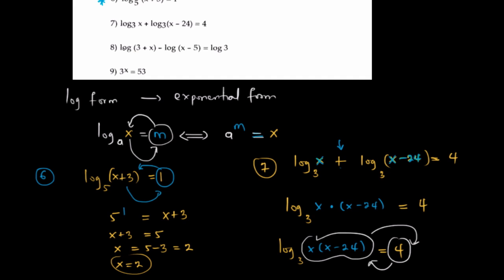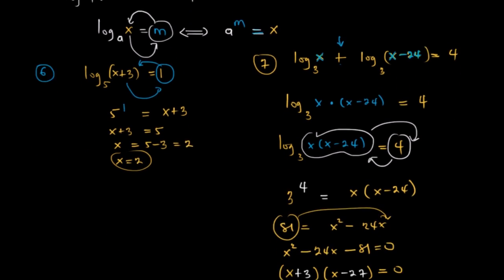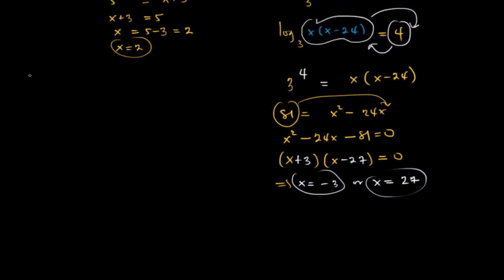Now we go to question 8. Question 8 says the log of 3 plus x, negative the log of x negative 5, equals the log of 3. We are going to write that down below because of space.